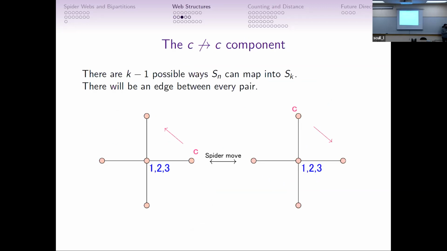So for the center, not the center component, again, all the legs in the domain will be sent to the center of the codomain, and the center of the domain will be sent to a leg in the codomain. In our case, we have k-1 spots it can be, and it can spider move to any other spot, which means we have k-1 vertices, and any pair will be connected by a spider move or an edge.